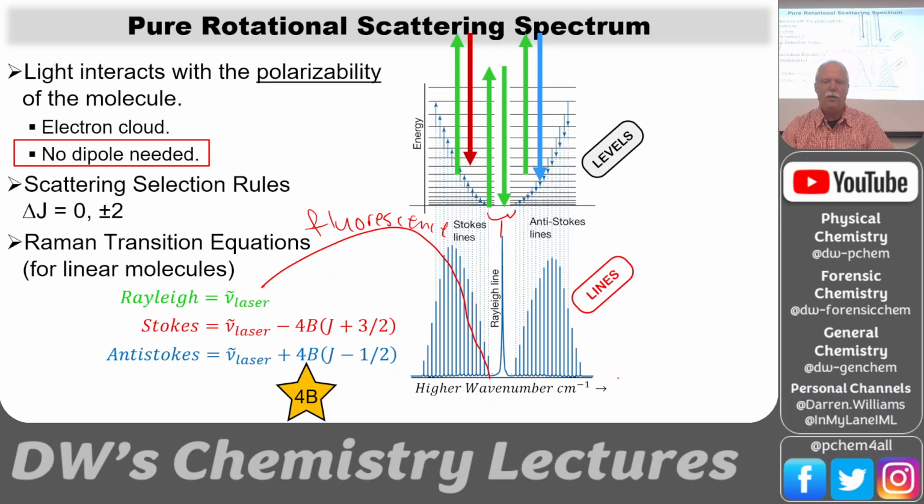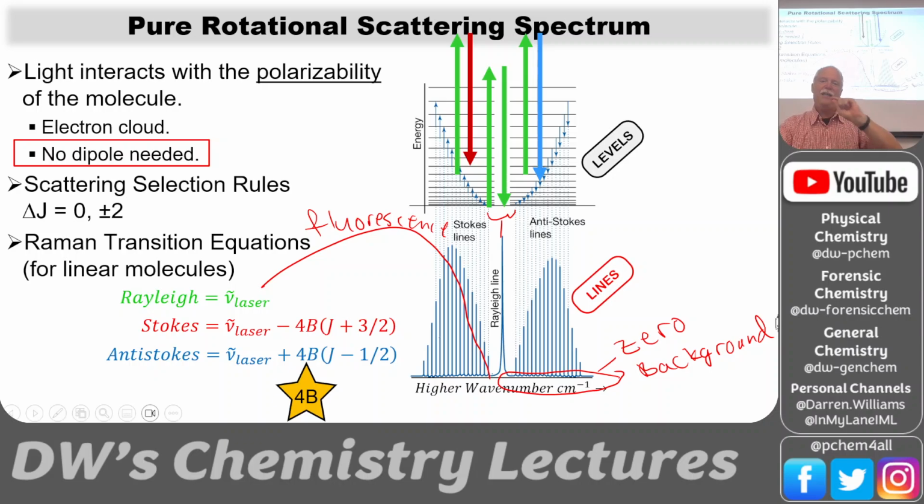But there's no fluorescence on the anti-Stokes line. So this has a 0 background by definition. Anytime you can get a 0 background technique to work, that's what you want, because you're fighting fluorescence on the Stokes side.